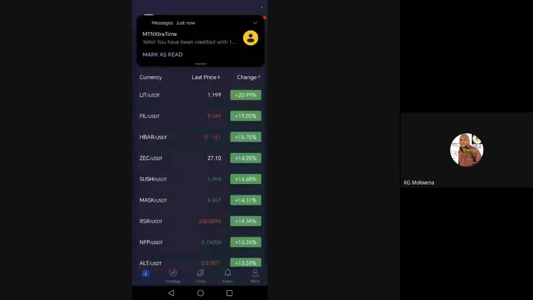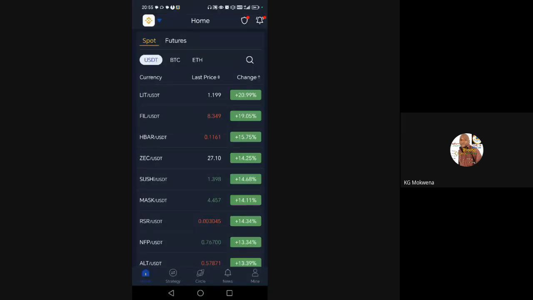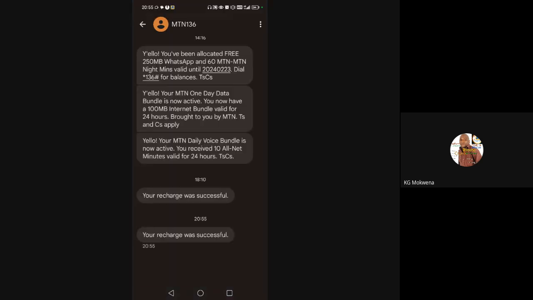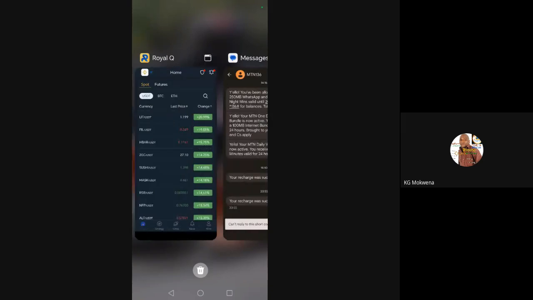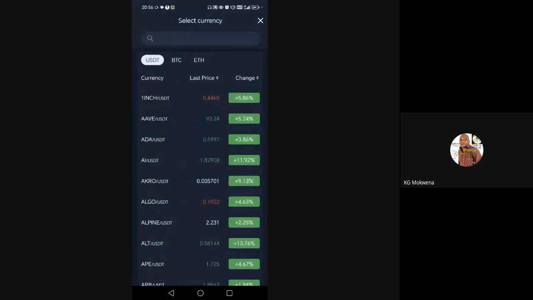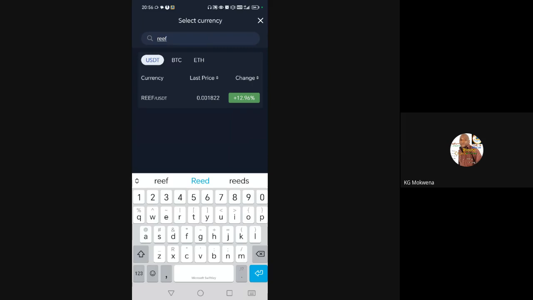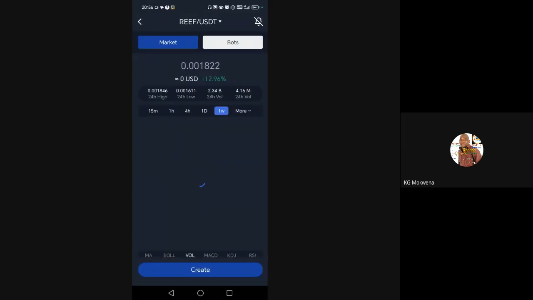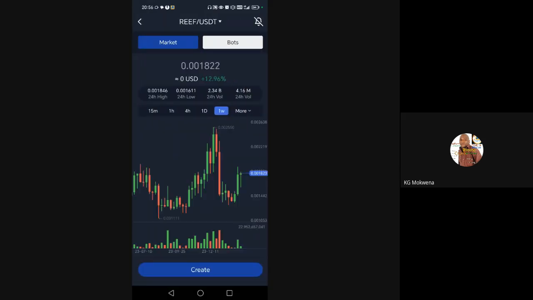Okay. Take REEF. Can you see REEF? Click on the search button, type REEF before you leave quickly. We trade this. You'll have to mute your notifications. REEF. Yes, click there. Click on it. Yes, and then at the bottom, okay, on top there, next to markets, click on bots.